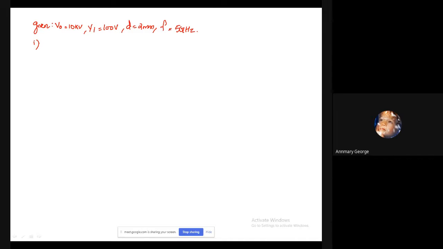Then we should find the uniform velocity of electrons before entering the gap, that is v0. How to find v0? This was the first equation; we have studied it in this module. v0 is 0.596 into 10 raised to 6 root of V0.